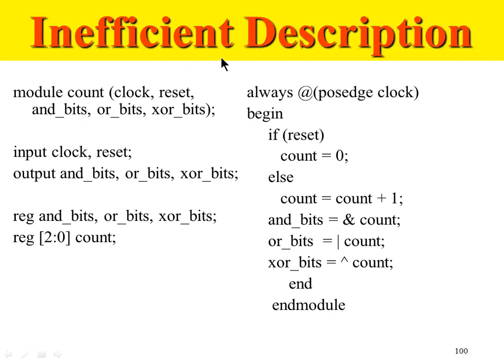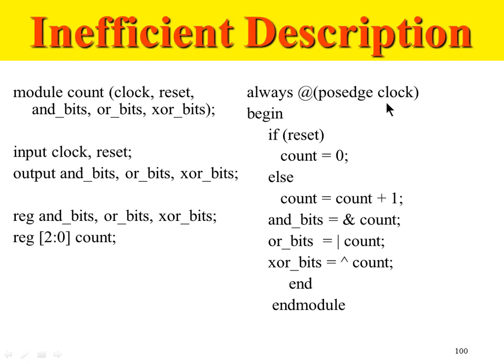So let's look at the inefficient description. Now how do we change it? Module count is the name. Clock, reset, AND bits, OR bits, XOR bits is my port list. Out of which clock and reset are single-bit input ports, and AND bits, OR bits and XOR bits are single-bit output ports. Reg AND bits, OR bits, XOR bits, the same names as the outputs, because I'm going to assign the values inside the always block. Reg [2:0] count: there is another reg called count, 3 bits.